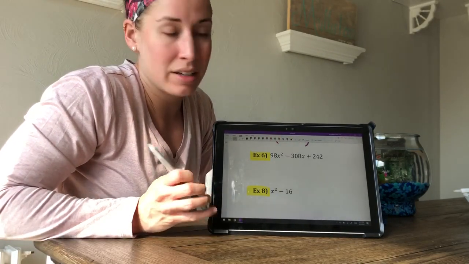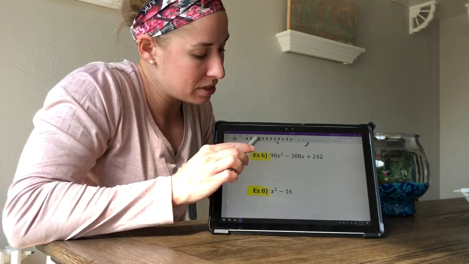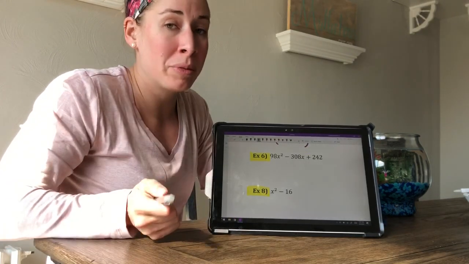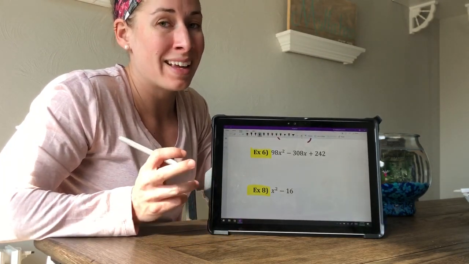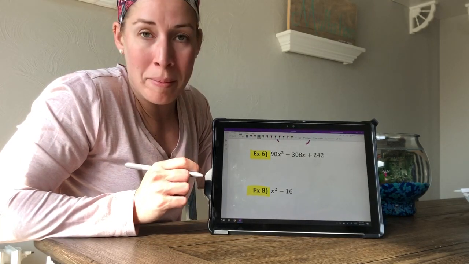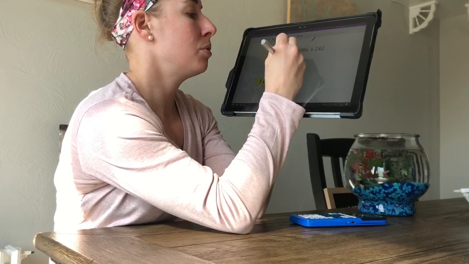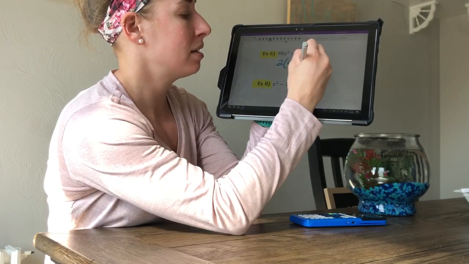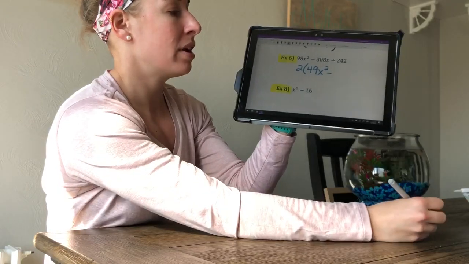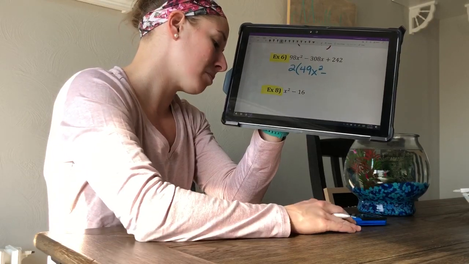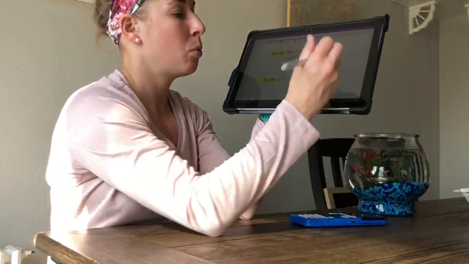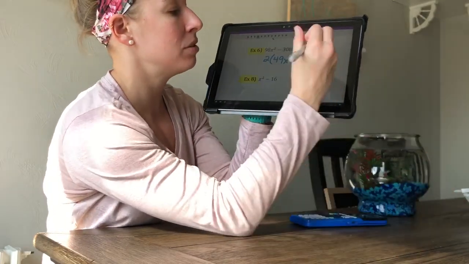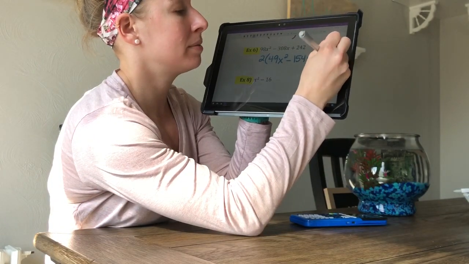98, 308, 242. So what you should notice is that all of those numbers are even. So you can factor out a common monomial. So step 1, is there a common monomial? Yes. Divide them all by 2. So you get 2. 98 divided by 2 is 49. x squared minus 308 divided by 2, just to double check myself here, 154x, and then 242 divided by 2 is 121.